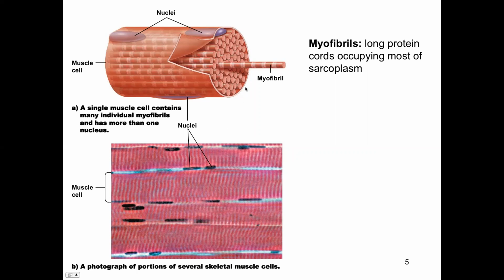So these lines here, because these myofibrils are made up of two proteins, thick filaments and thin filaments that are arranged in a repeating structure called the sarcomere. And the sarcomere is the contractile unit that you see. So these bands here are actually sarcomeres, all right?